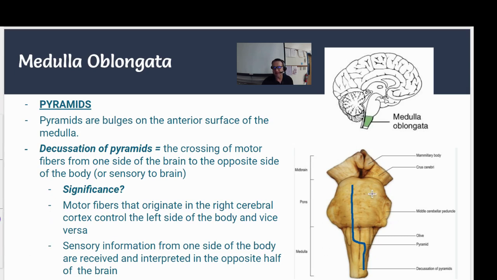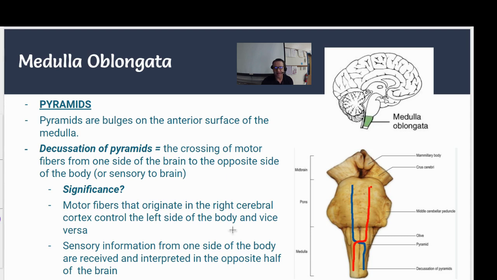And it's opposite on this side. This is the left cerebral hemisphere, the left primary motor cortex. The tract comes down, and when it reaches the medulla and the pyramids, it decussates, or crosses over, causing the left cerebral hemisphere to control the right side of your body. Now, sensory fibers, sensory tracts, also cross over. They cross over not at the pyramids. It's called the decussation of the lemniscus.